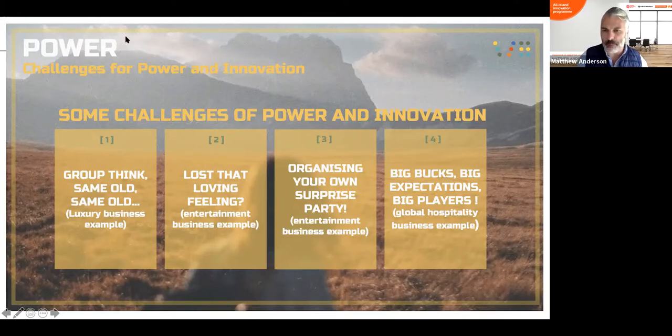And then the last one here is about big bucks, big expectations, big players. Now, this is a big one about power and innovation, which is that as you start to put all of your eggs in a couple of baskets, as you start to think, this is the best product that we've come up with, this is the product that the market is going to like most, the customers are screaming out for this particular product.